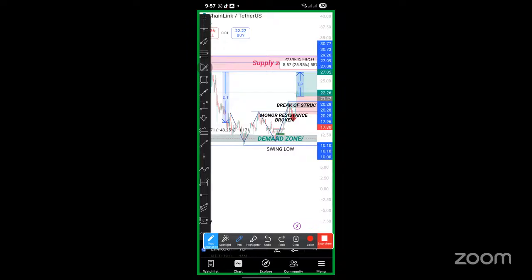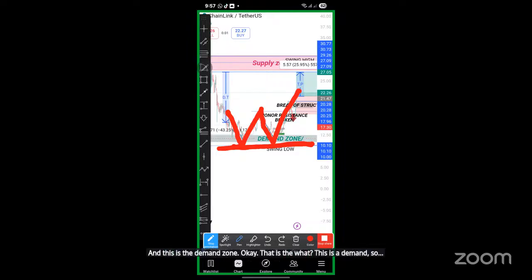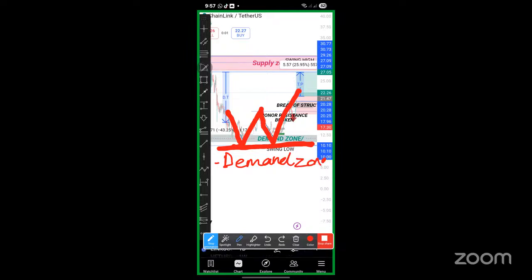So that is it. A double bottom. This is on here. It is a double bottom. The bottom is formed like this, and this is the demand zone. That is the word. This is the demand zone. So it is formed at the demand zone.